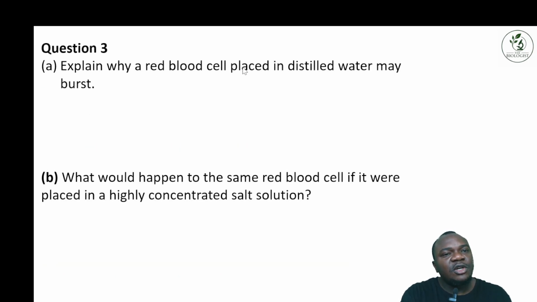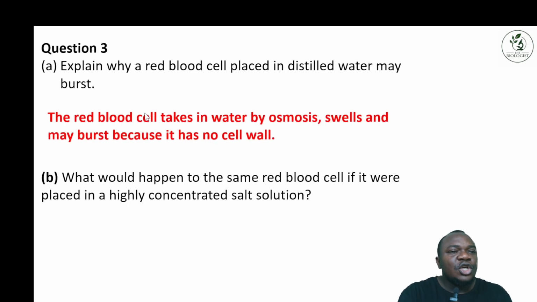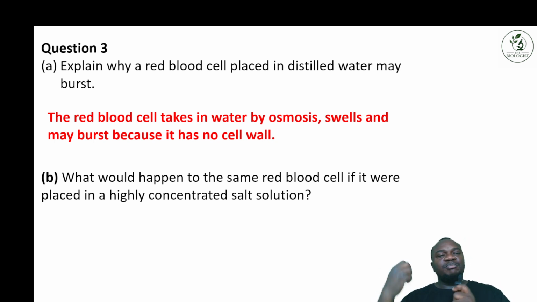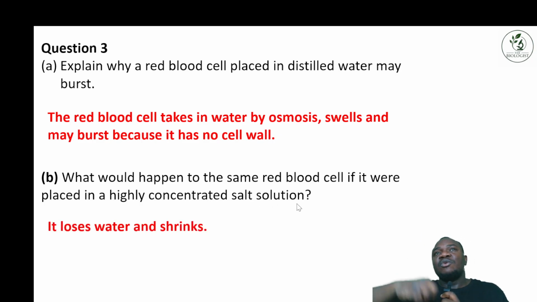Explain why a red blood cell placed in distilled water may burst. Once the red blood cell takes in water by osmosis, it swells and may burst because it has no cell wall. If it takes in too much water, it becomes very turgid, like a balloon, and then it bursts. What will happen to the same red blood cell if it were placed in a highly concentrated salt solution? Once you add a strong solution to it, water will tend to leave the cell, and it will lose water and shrink.